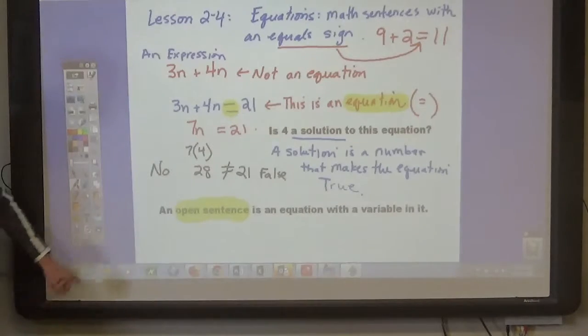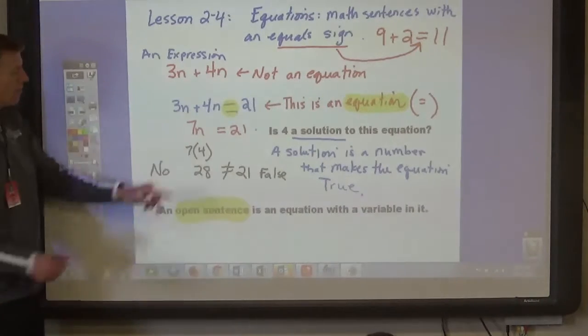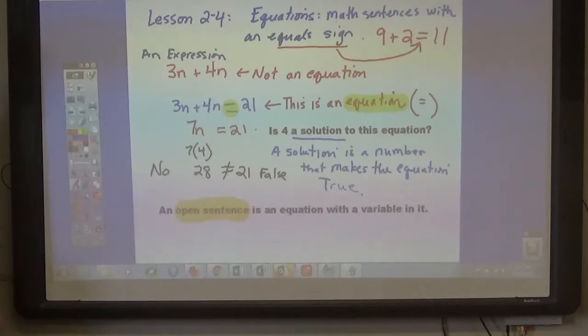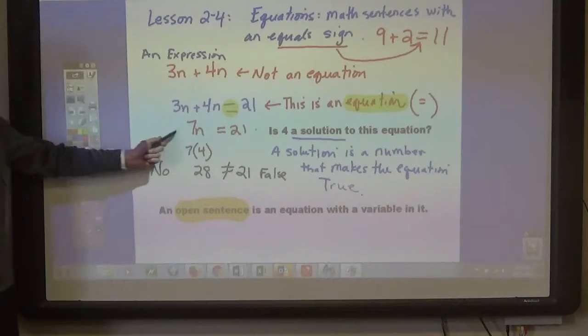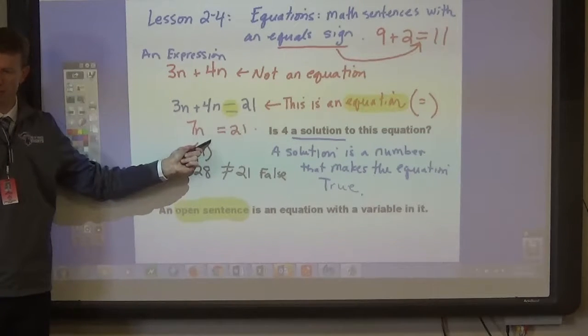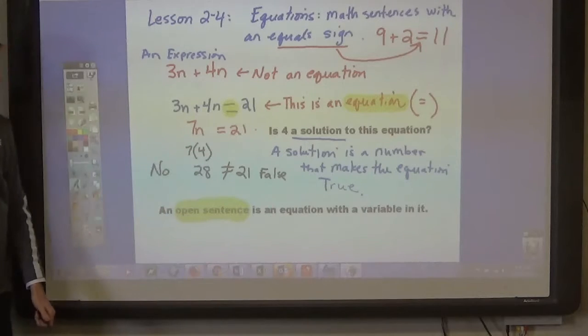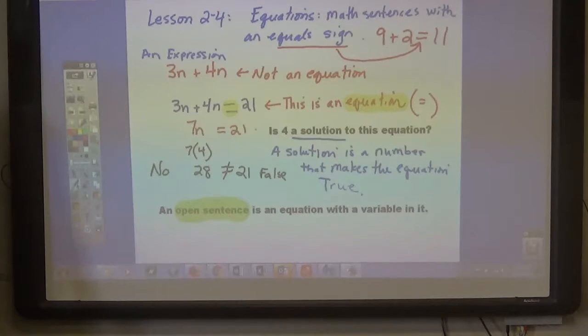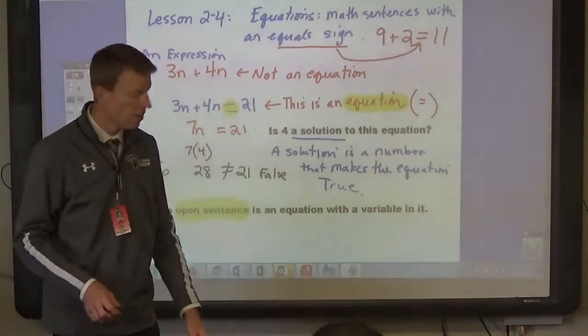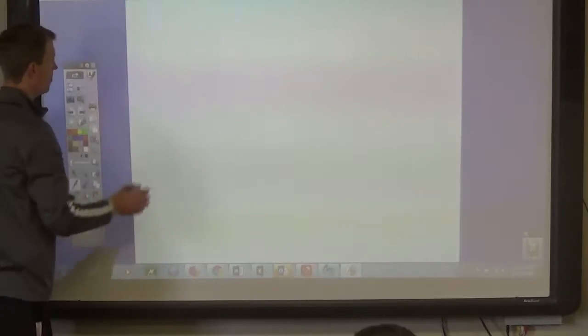Okay? So if you are given an equation like this, 7n equals 21, this we would call an open sentence because it contains a variable. That's the definition of an open sentence. Go to your book and let's do some practice. Page 84. So turn one page to page 84.